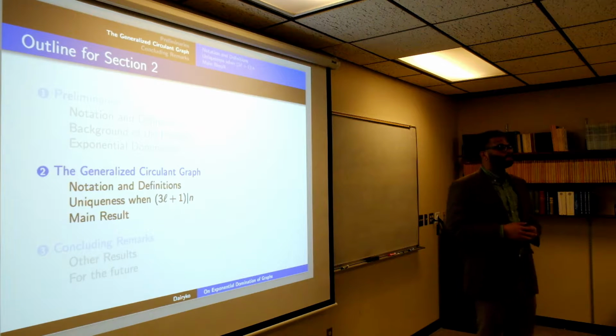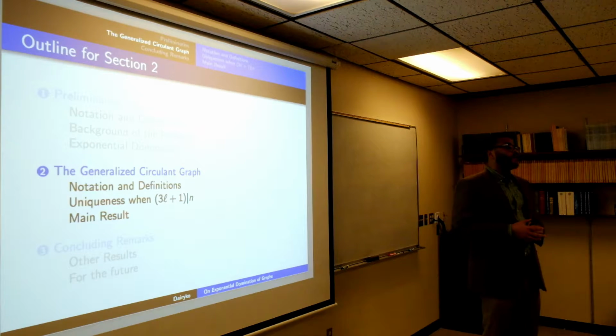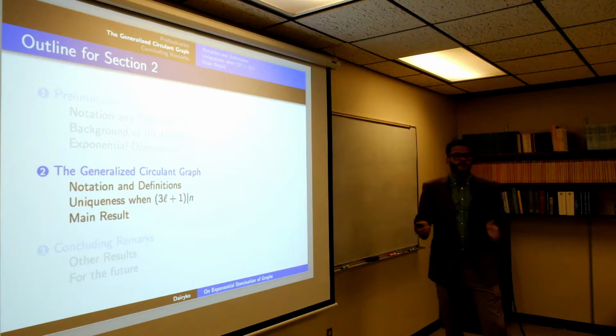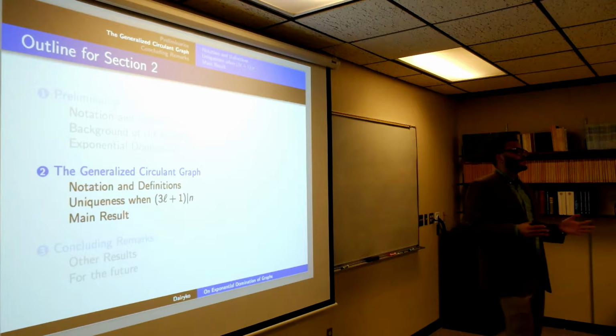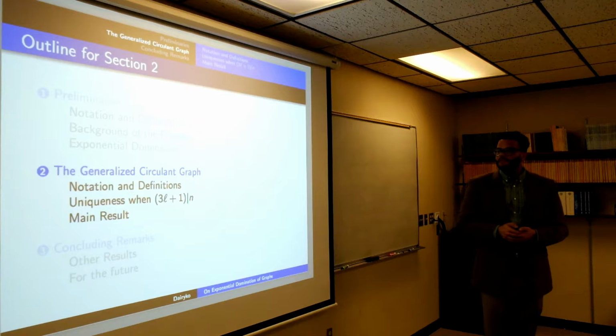Has anyone considered 1 over k instead of 1 over 2 for the exponential domination? No, they have not. So the growth factor being 1 over 2 has been pretty standard throughout the literature.